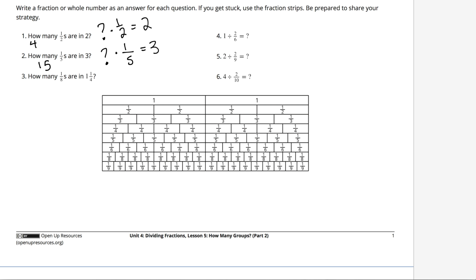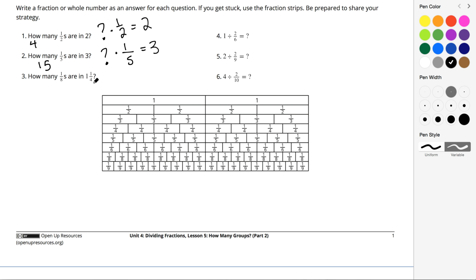All right, my next one. How many 1/8s are in 1 1/4? All right, so here's my 1. And then here I actually only have a quarter. I don't have a full piece. It's just a quarter. Well, how many 8ths fit in 1? Well, that's 8. 1, 2, 3, 4, 5, 6, 7, 8. Now, how many pieces the size of 1/8 fit in a 4th?